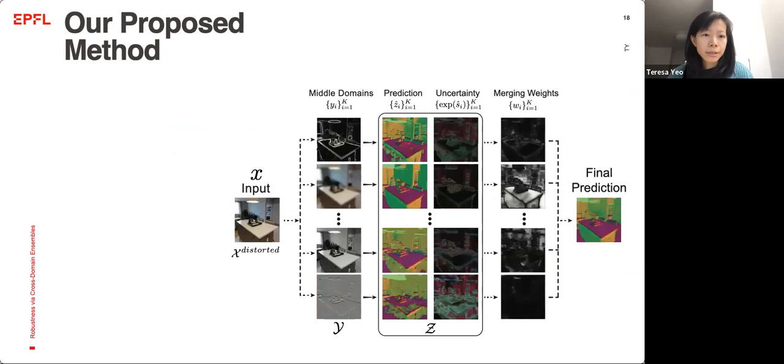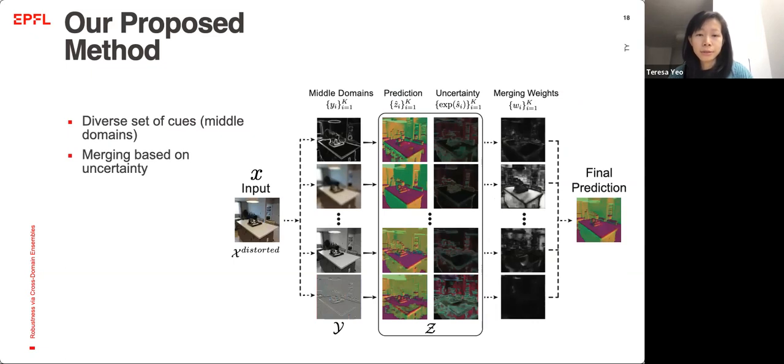To summarize, there are 2 key elements of our method. First, we have a diverse set of middle domains, so it's likely that one of them will be less affected by distortions and return an accurate prediction. And second, as we have just seen, the errors of the prediction correlate well with its corresponding uncertainty estimates. This means that the uncertainty is low in the regions of the image where the prediction is accurate. This allows us to use the uncertainty estimates as a signal to have a final prediction where parts of the image are taken from different paths.